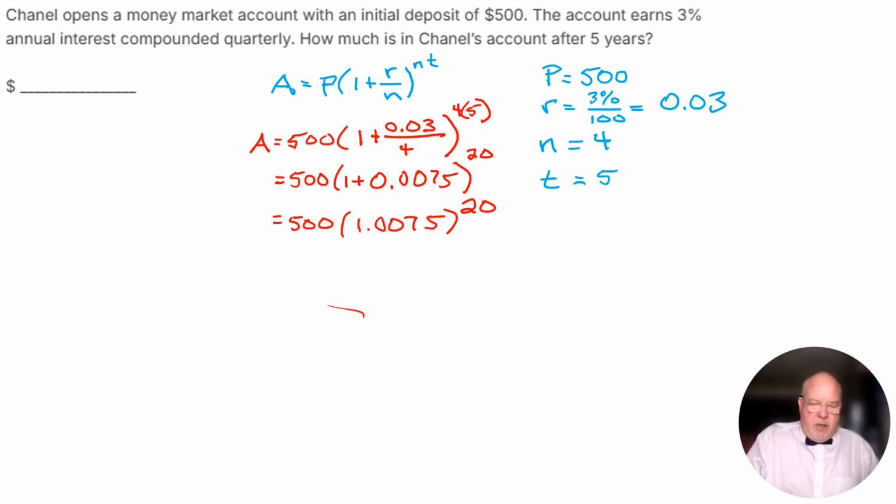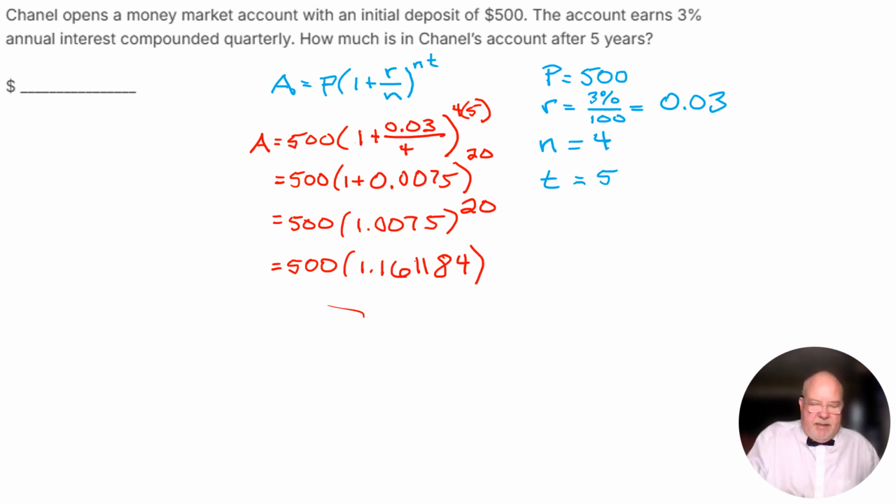So I need to do 1.0075 to the 20th power. So do that to the 20th. And I get a long decimal here. So I end up with 500 times 1.16118. Keeps going, but I'm just going to stop there.